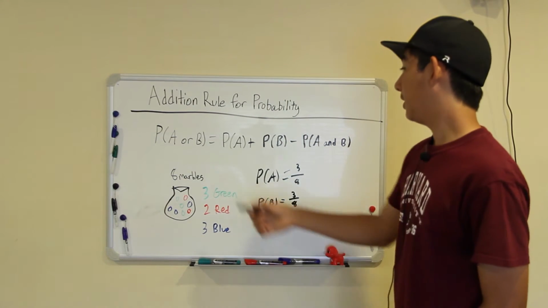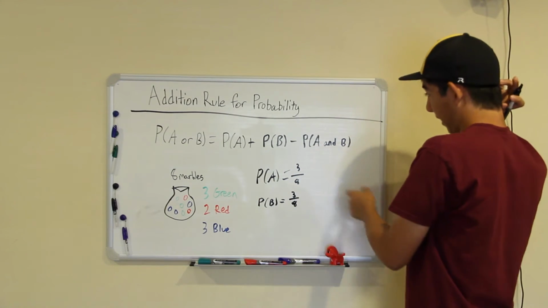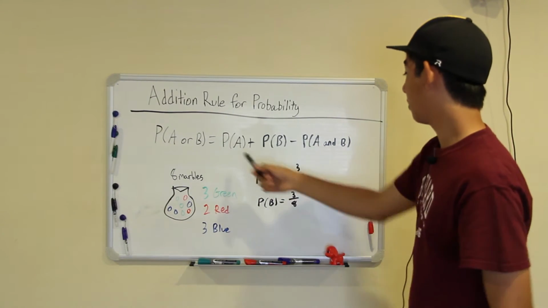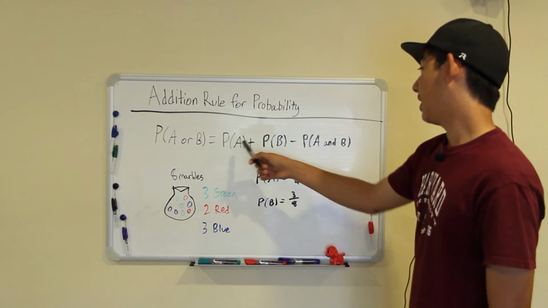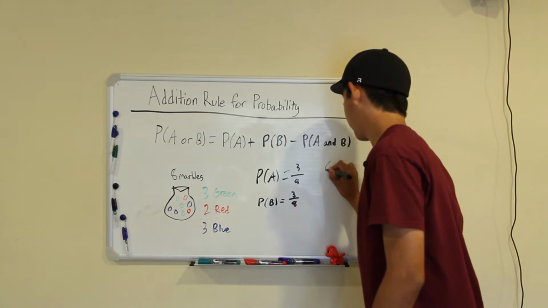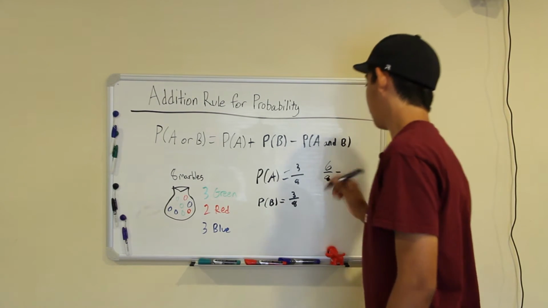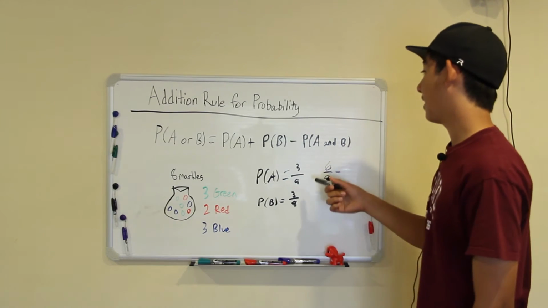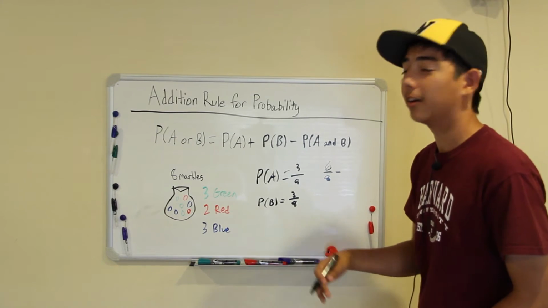So now probability A or B is equal to probability A plus probability B minus A and B. So we know probability A is 3 over 8, probability B is 3 over 8. So probability A plus probability B is equal to 6 over 8. And that is minus probability A and B. And we know that these are independent events. If you don't know what that is, I went over that in an earlier video.